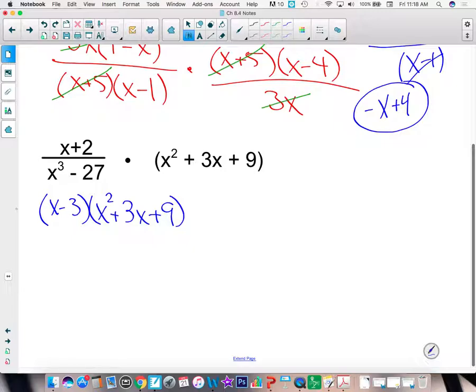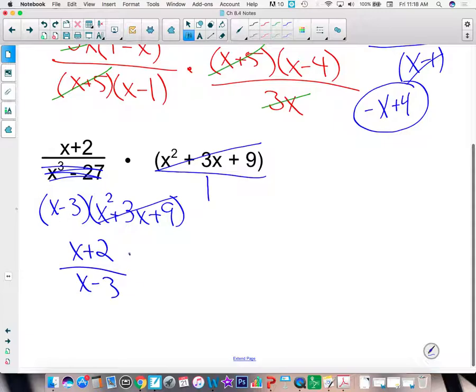That's usually how I'm going to do it, just kind of factor stuff below it. Looking from here, so this is my new fraction here. I got x plus 2 divided by x minus 3 times x squared plus 3x plus 9. What's going to cancel? A whole thing, because this is like over 1, right? So I'm cross-canceling between here and here. So your last answer is just x plus 2 over x minus 3.